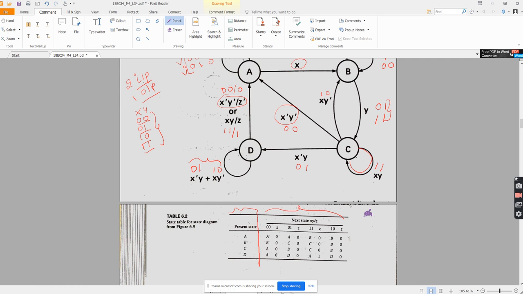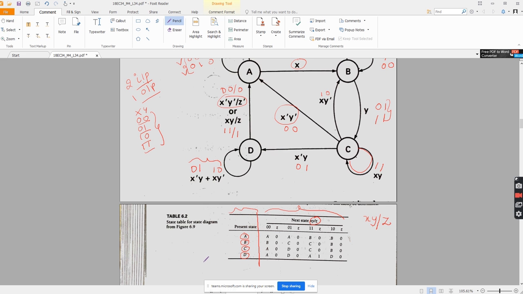Next state will be for all the inputs available. How many inputs are there? There are 2 inputs. How many outputs are there? There is one output z. So I'll be writing here x y by z. Is that understandable for everyone? Now, how many present states are there? 4. Those states I'll be writing here: A, B, C, and D.